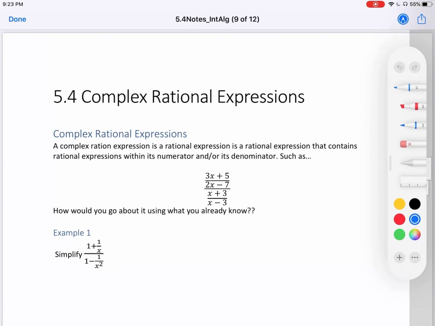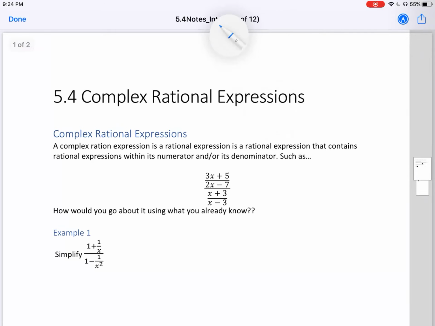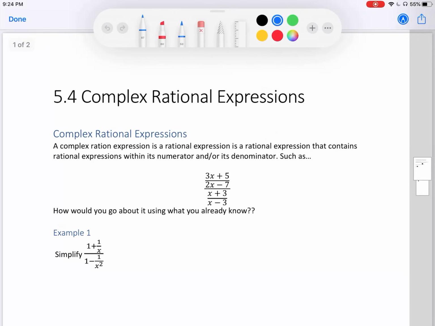Let's continue with section 5.4, complex rational expressions. So complex rational expressions can look very intimidating, but you have all the tools to work with these problems. A complex rational expression is a rational expression that contains rational expressions within its numerator and denominator.